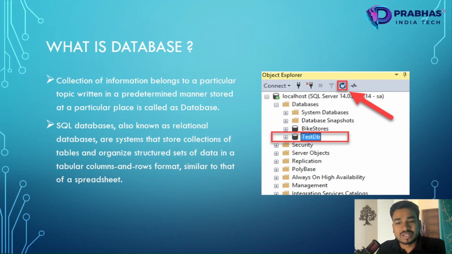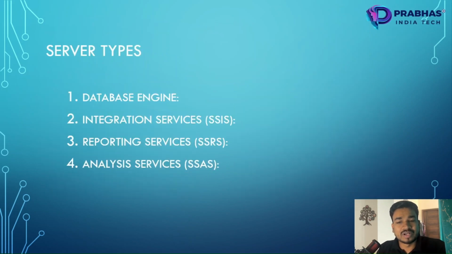Next we have the server types. We have already told that in SQL Server we have one main server, and in that server we have n number of databases, and in a particular database we have n number of tables. Here we have a server type, that is the Database Engine. We are now working on the Database Engine, which is used for storing the data, right?